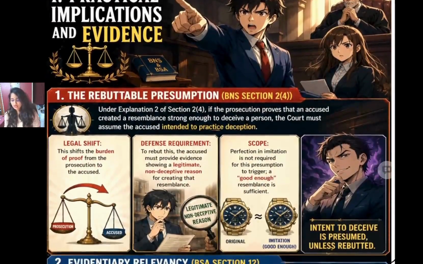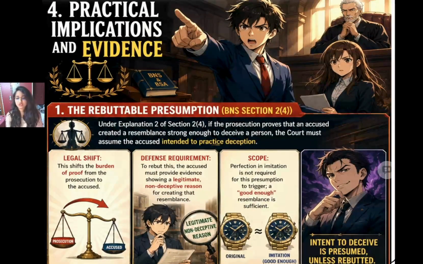Okay. Next, I'm going to deal with practical implications. Under BNS, Bharatiya Nyaya Sanhita, Section 2, Subclause 4, and Section 2, Subclause 4, Explanation 2: if the prosecution proves that the accused created a resemblance strong enough to deceive a person, the court must assume the accused intended to practice deception. Meaning, for counterfeiting, you need to establish that there is some kind of imitation. That need not be exact. That need not be in perfect detail.